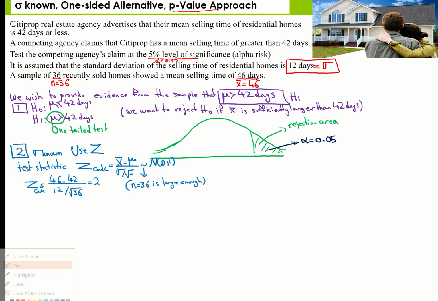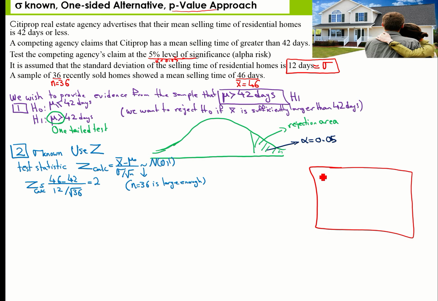In the p-value approach, actually we follow this. If the p-value is less than alpha, then we reject H0. If the p-value is greater than alpha, then we cannot reject H0.